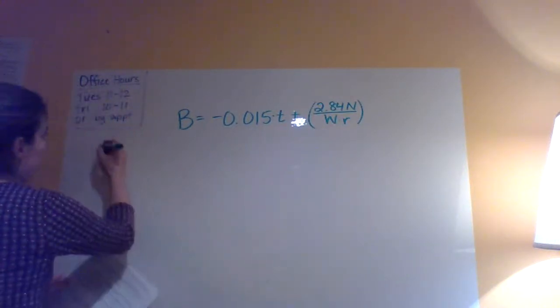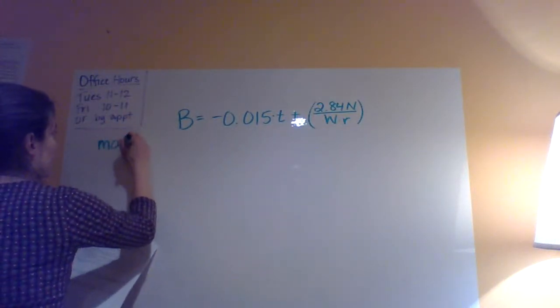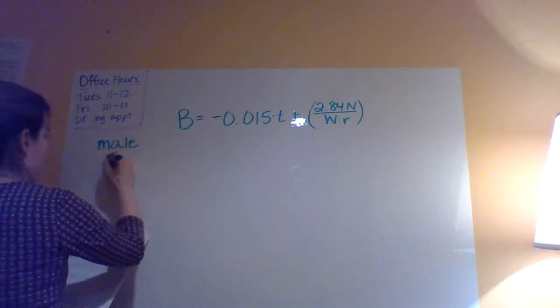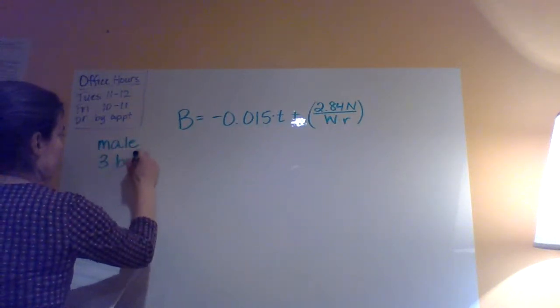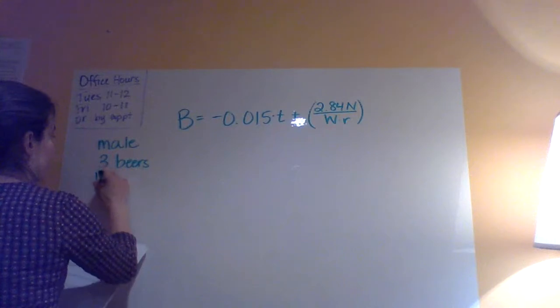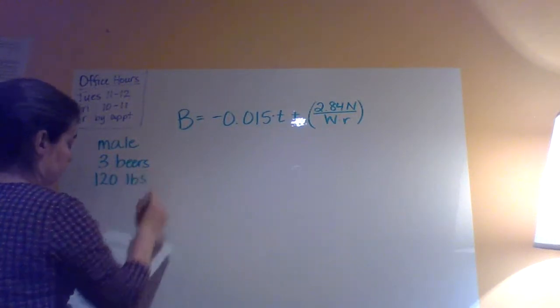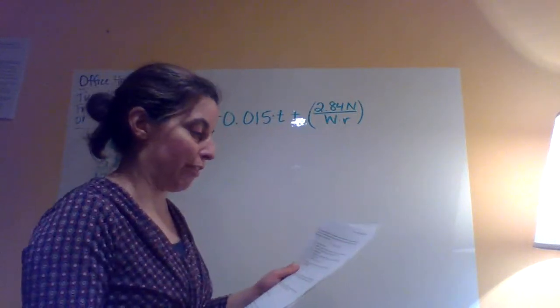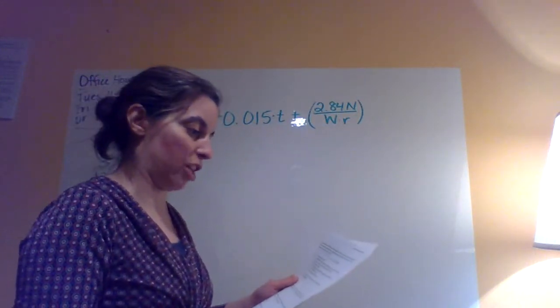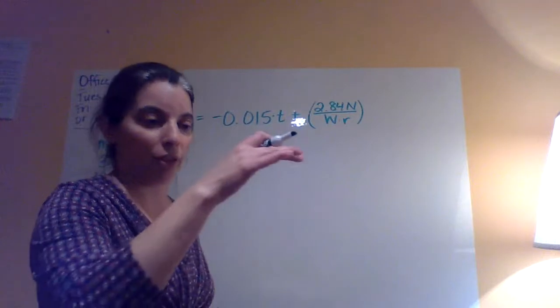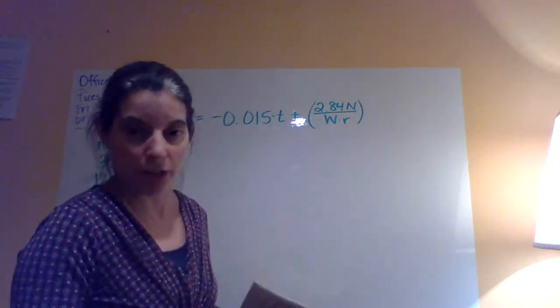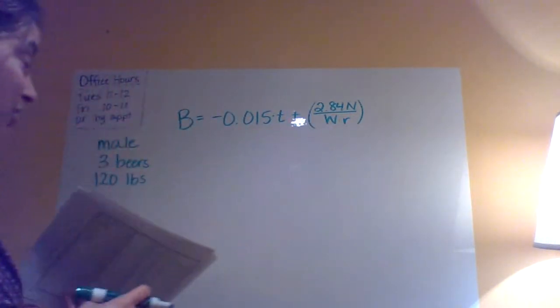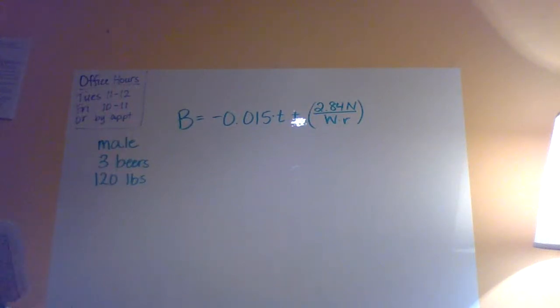We have a male student who weighs 120 pounds and has 3 beers. Now notice when we talked about the number of drinks up here, it's a number of standard drinks. So it's a 12-ounce beer, a 5-ounce glass of wine, or a 1.5-ounce shot of liquor. Someone can't have 10 ounces of wine and say, oh, I only had 1 drink. So it has to go by whatever that standard size is. So this male had 3 beers, weighs 120 pounds.